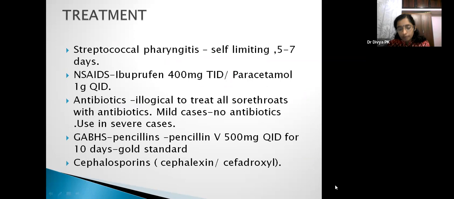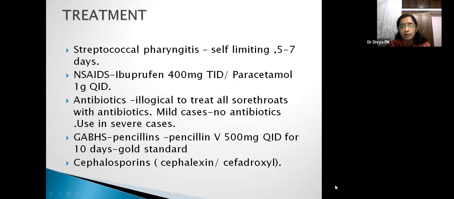The most common cause of pharyngitis is viral, and it is usually self-limiting. Ask the patient to take proper voice rest and do warm saline gargles. To relieve the pain, you can use NSAIDs or paracetamol. Ibuprofen or paracetamol can be used. And if the pain is persisting, then only go for antibiotics. Streptococcal pharyngitis itself is self-limiting over 5 to 7 days, and if the patient has severe symptoms, odynophagia, difficulty and pain while swallowing, then go for antibiotics.